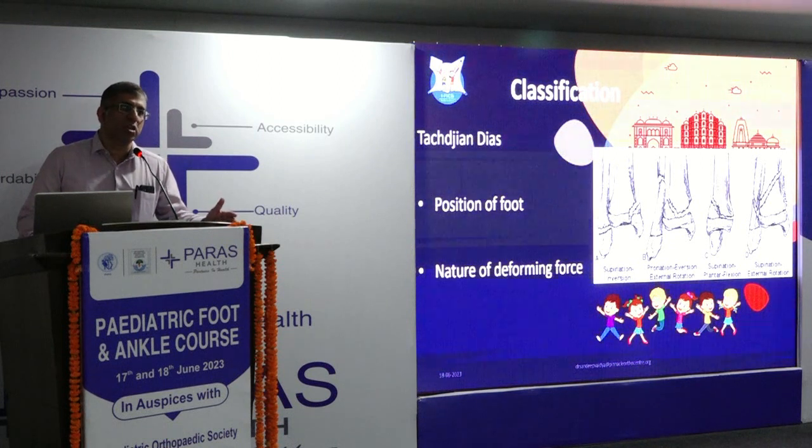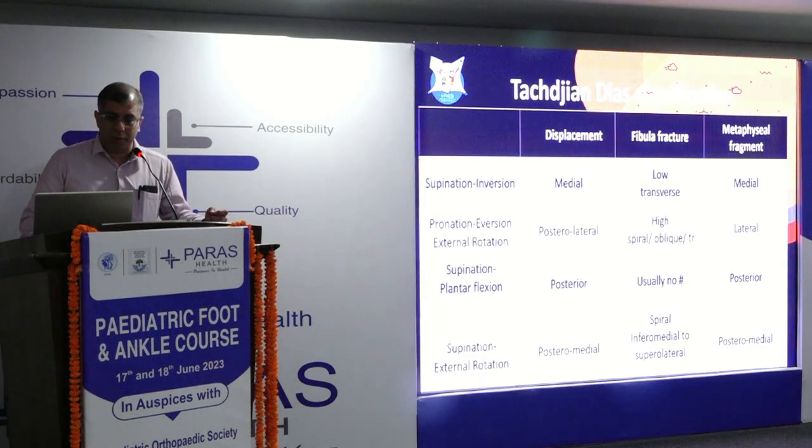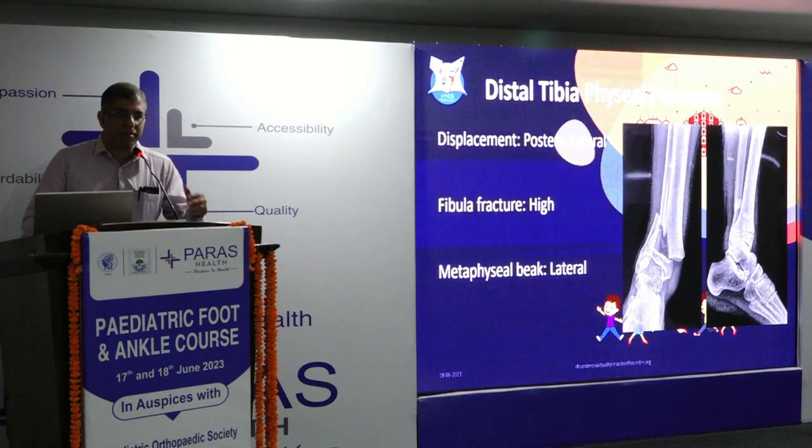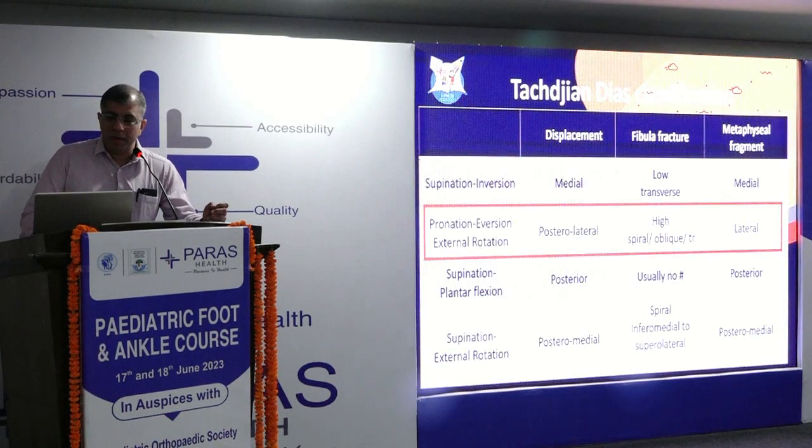So in a supination inversion injury, the foot was in a position of supination, and then an inversion force was applied to it. Now, how do you identify what fracture you are dealing with? That can be identified from this table, and I will just give you an example of how to use this table. So take this injury. This is the X-ray which I put up initially. Here the displacement is in a posterolateral direction. The fibular fracture is high, and the metaphyseal beak is lateral. Therefore, if you go back to this table, this is a pronation eversion external rotation injury.